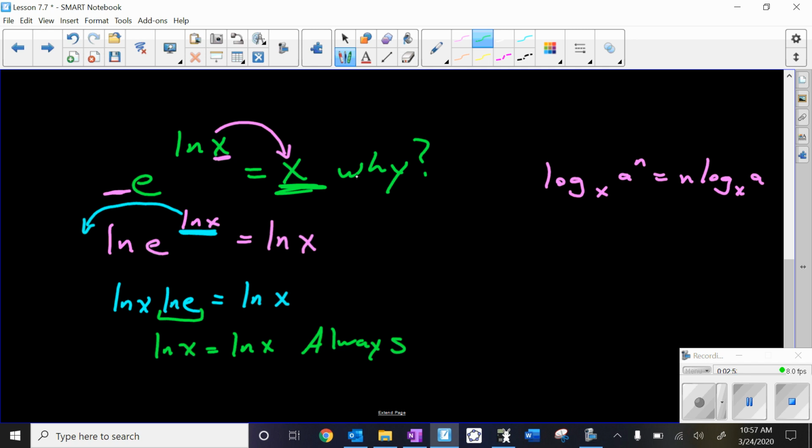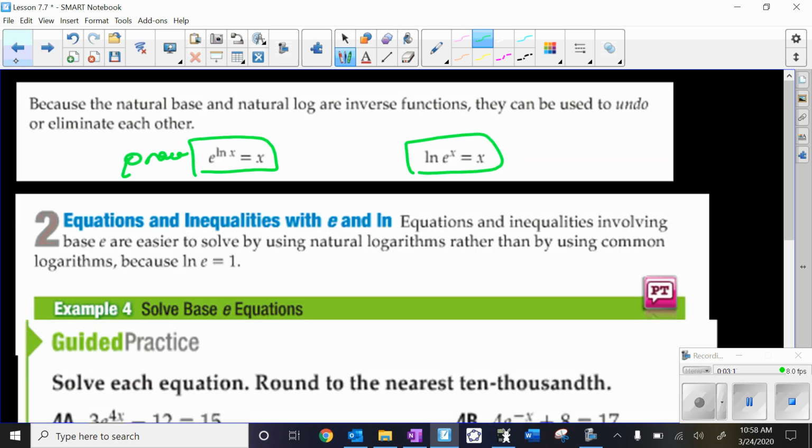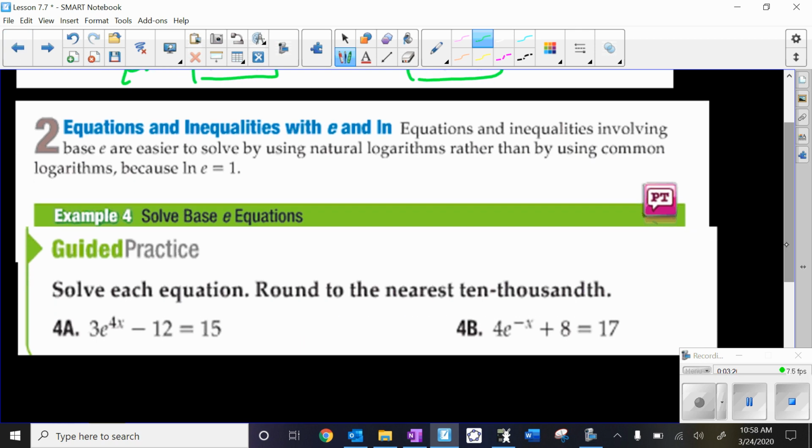So that's the property that we're going to look at. Anytime you get a scenario that looks like this, e to the natural log of x, that will be x. We're going to take that idea and now extend it over to problems that look like this. So 3 natural log of 4x equals 24. Just like what we did in example 4, go back over here. Remember how we got e to the 4x, looking at 4a. We got e to the 4x by itself.